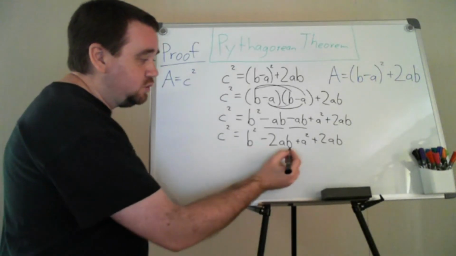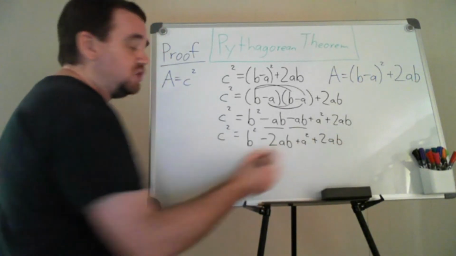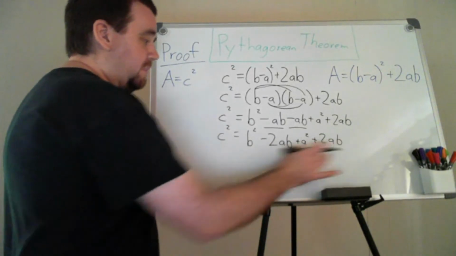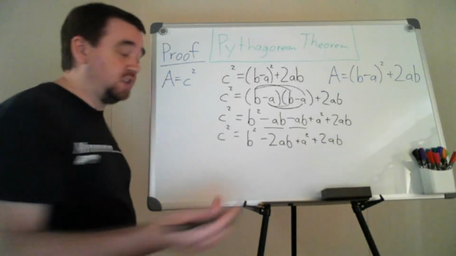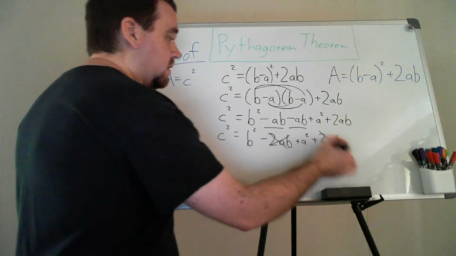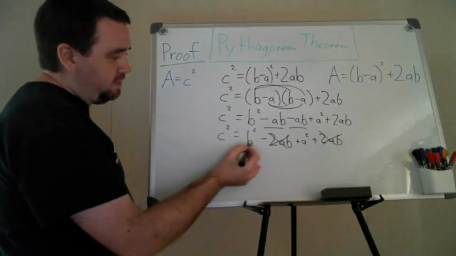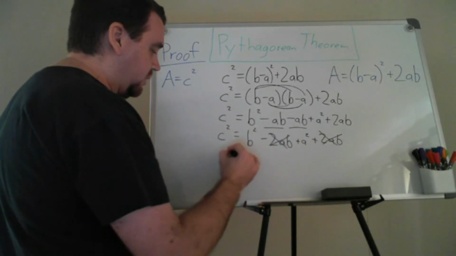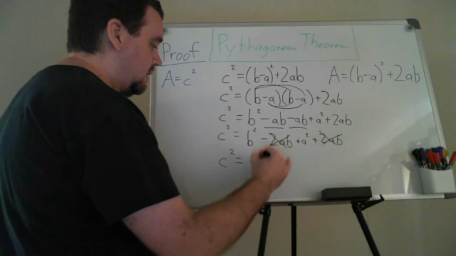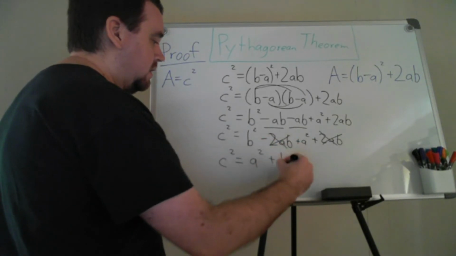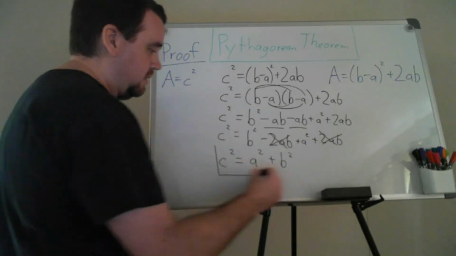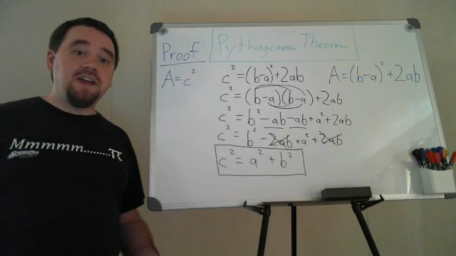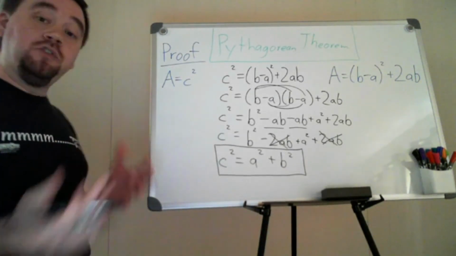I've got take away 2AB and add 2AB. Just as when we did with angles, we had a plus 180 and a minus 180. These two things are opposites. They just cancel out. They just equal 0. And what I'm left with is this B squared and this A squared. And again, I like to be alphabetical. And so I can rearrange this as C squared equals A squared plus B squared. And that is the Pythagorean theorem. And remember, it applies to right triangles.